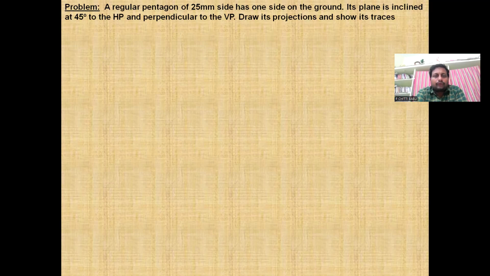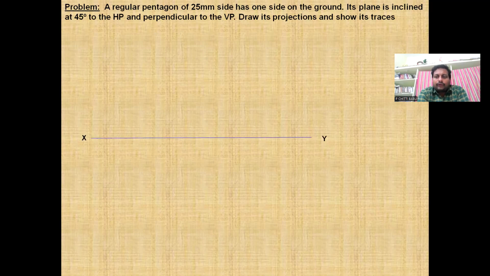Right. So now we are going to draw. A regular pentagon of 25 mm side has one side on the ground. That means resting on HP. Its plane is inclined at 45 degrees to the HP and perpendicular to VP. So draw its projection. First we are going to draw the XY reference line.